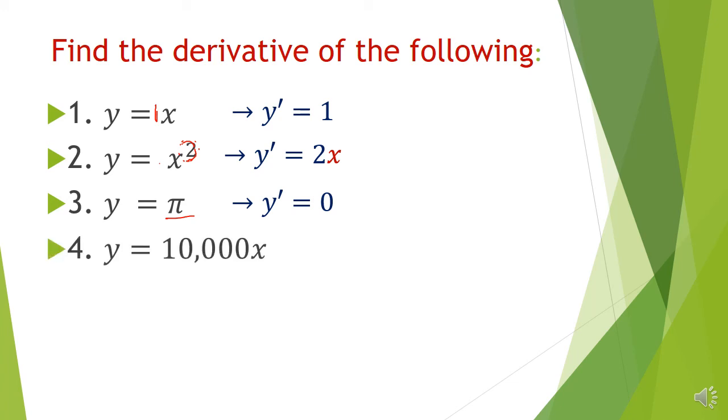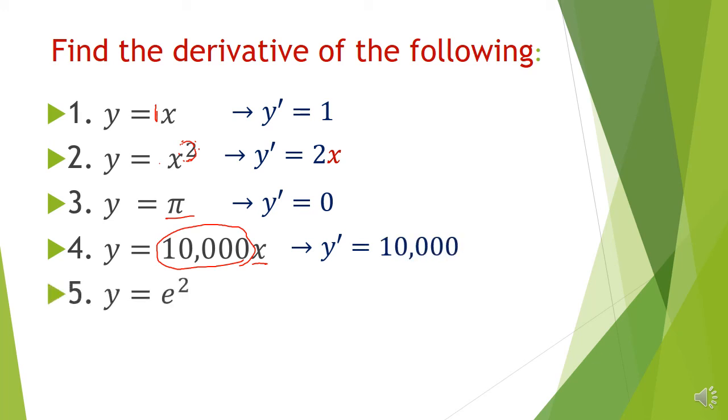For number 4, we have 10,000x. If only x is with it, that means we just have to pick up this coefficient. No matter how big it is, it will become our derivative. So, y prime equals 10,000. For number 5, we have y equals e squared. e is a constant, so don't get intimidated by the exponent here. It's still a constant. There's no variable right here. So differentiating with respect to x, y prime is 0.